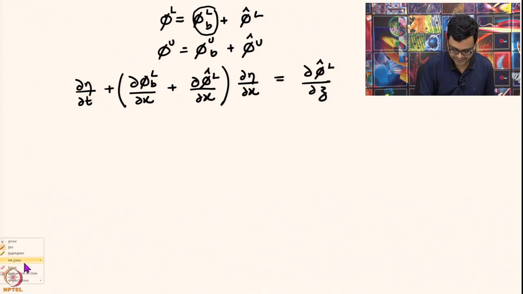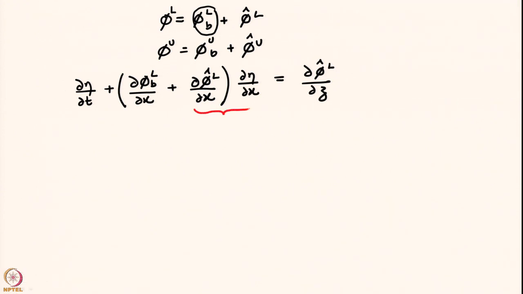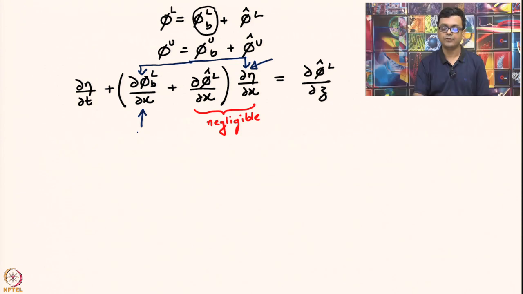Now, you can see from this equation that this contribution is negligible in a linear theory. That is because it is a product of two order epsilon quantities, phi hat and eta. However, this quantity is not negligible. The product of this and that. This is a contribution coming from the base state, this is a contribution coming from the perturbed state. So, this overall is an order epsilon quantity. The first one is an order 1 quantity, del eta by del x is an order epsilon quantity. So, we cannot throw away this term, we have to include it in a linear calculation.